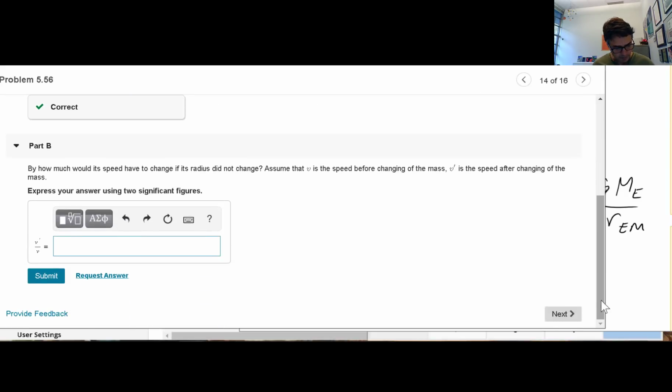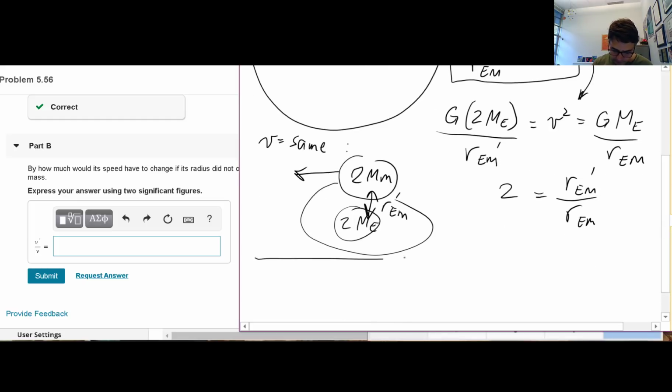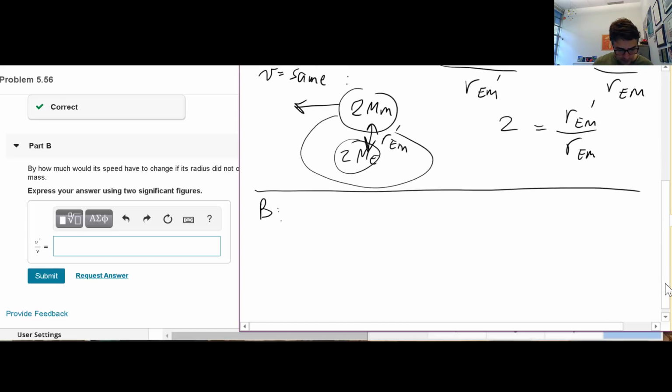The next question is, by how much would its speed have to change if its radius did not change? Assume that v is the speed before changing the mass, and v prime is the speed after changing the mass. So we're going to use the same equation, v squared, but now the next situation, part B, is a situation where you've got, again, 2m, 2 mass of the moon, going now at v prime, but it's that same distance, REM, from 2 times the mass of the Earth.